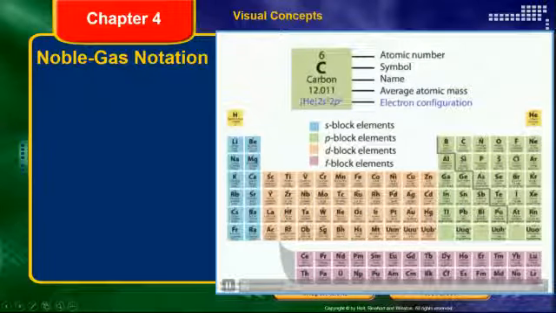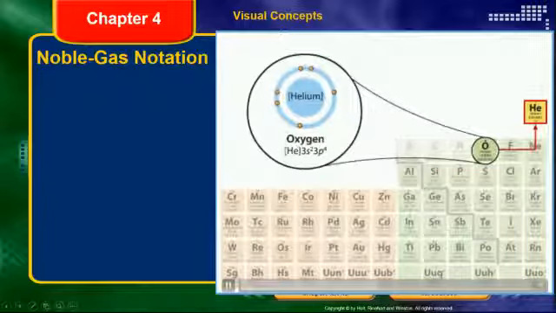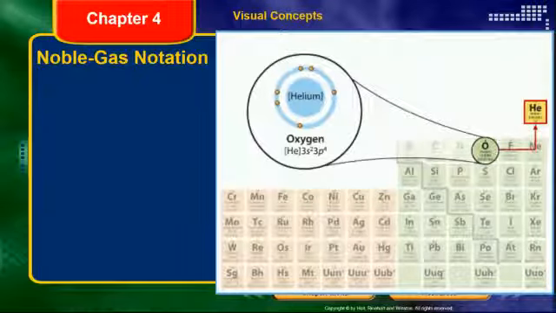The noble gas notation provides a way to abbreviate electron configuration. In this periodic table, noble gas notation is used to describe the electron configuration of each of the elements. Aluminum has the same basic inner electron configuration as neon. It differs from neon in that it has 2 electrons in its 3s orbital and 1 electron in its 3p orbital.